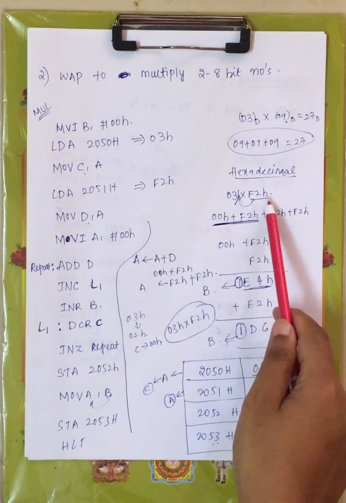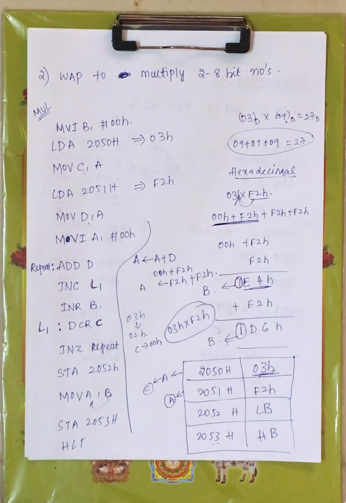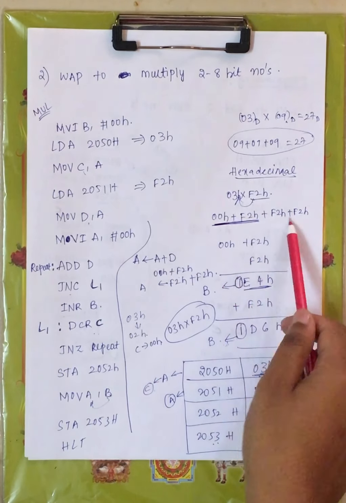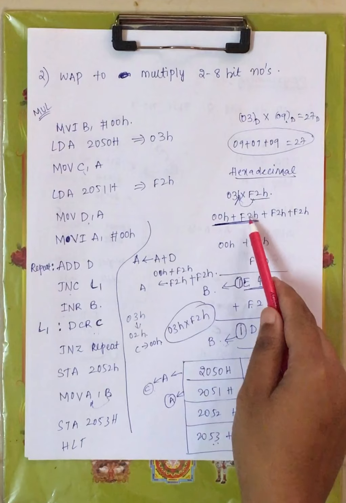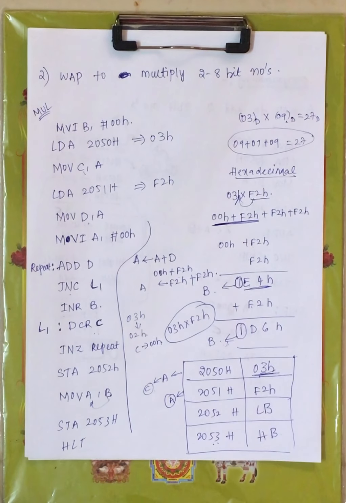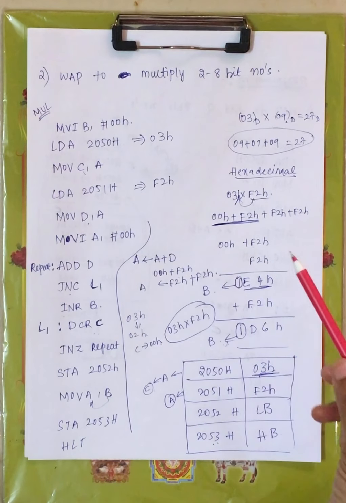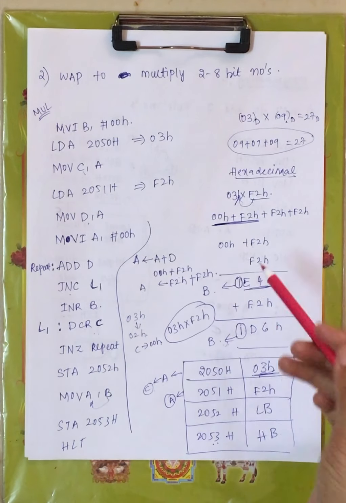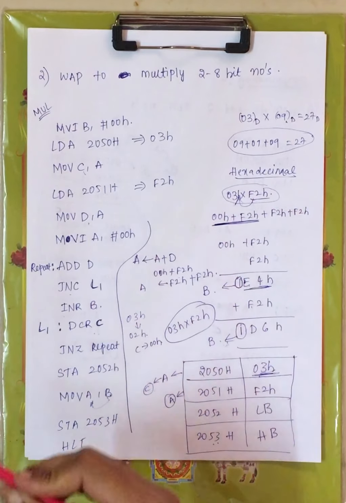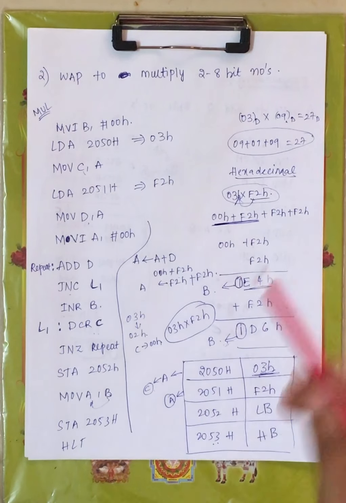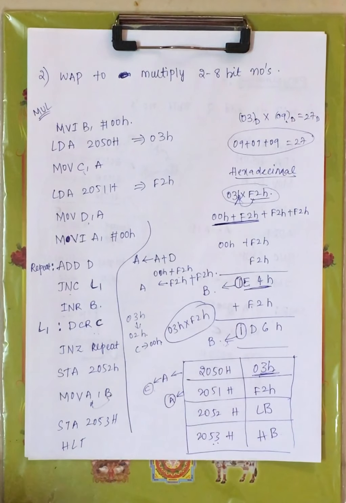I have to multiply F2H, which is in hexadecimal, by 3, right? If I add F2H 3 times, the same result you will get. If I multiply F2H by 3, the same result you will get, right? F2H plus F2H plus F2H is nothing but 1D6H. This is the logic we are following in order to multiply two 8-bit numbers under your 8085, right?